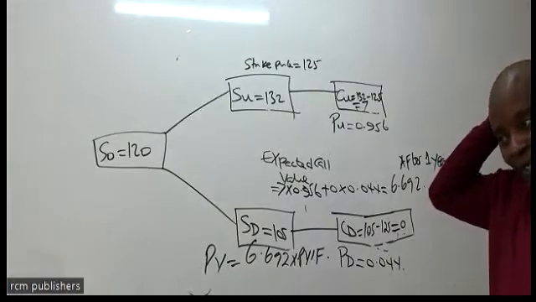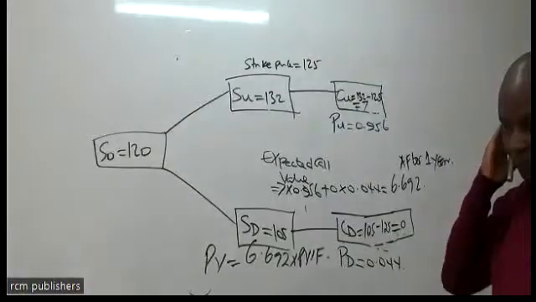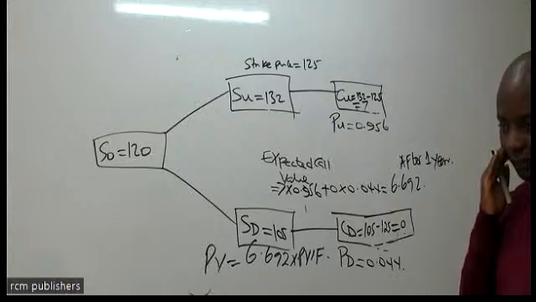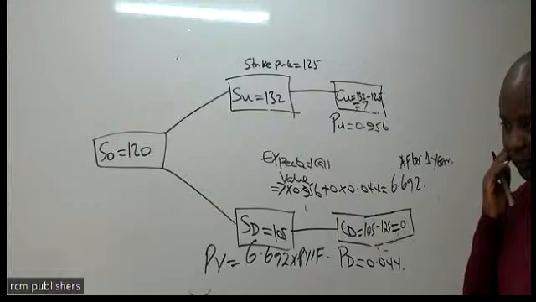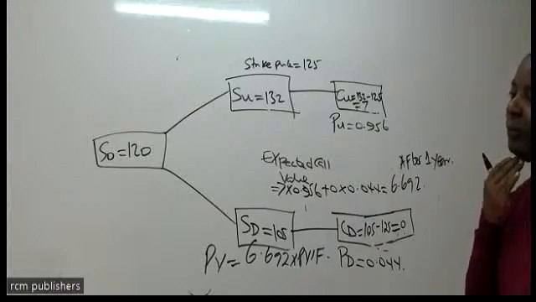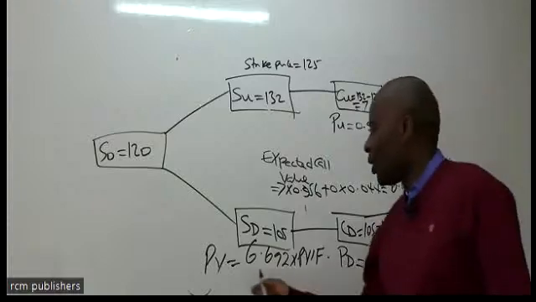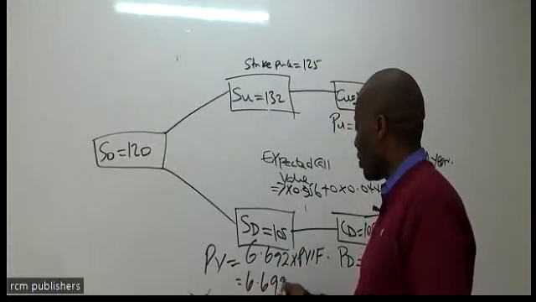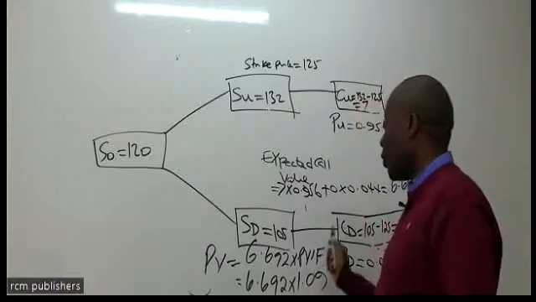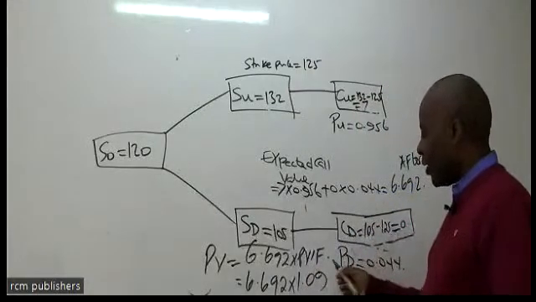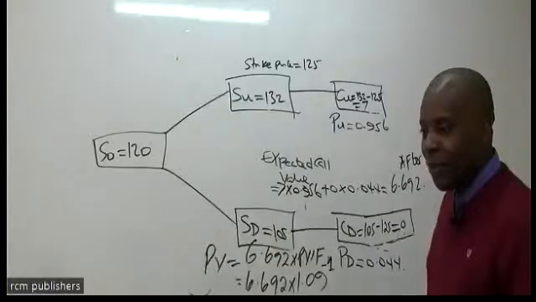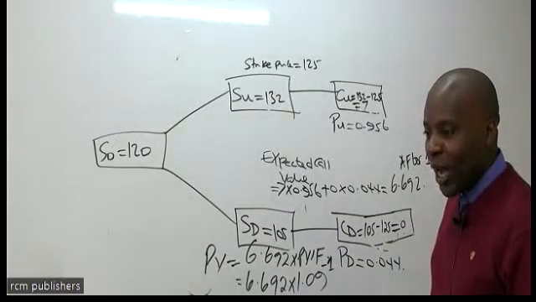I can see that K already has a discount factor. Thank you so much. So in this case, this will be 6.692 times the discount factor. Remember, when you're discounting, you're always using the risk-free rate of return raised to the end of year one. So we get 6.139.